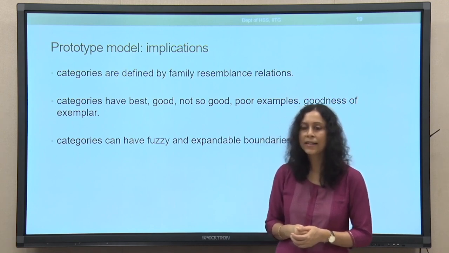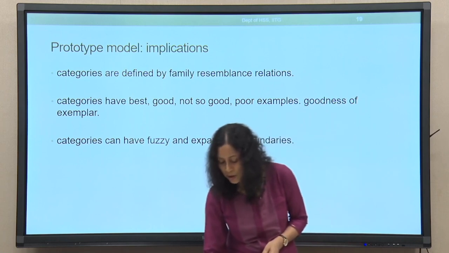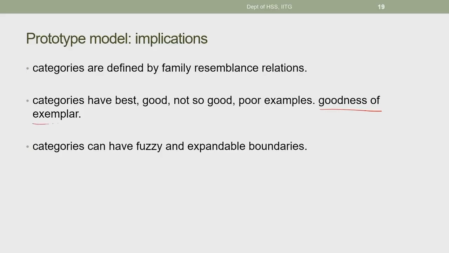That is where the idea of goodness of exemplar comes from. So, cricket has a higher GOE, goodness of exemplar.